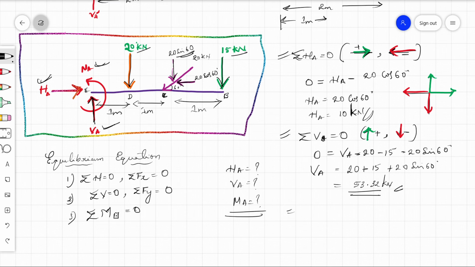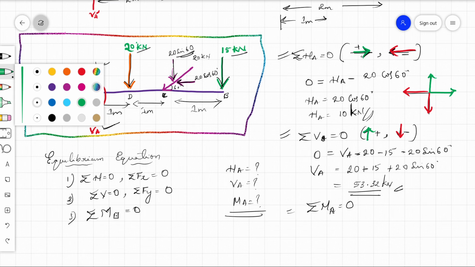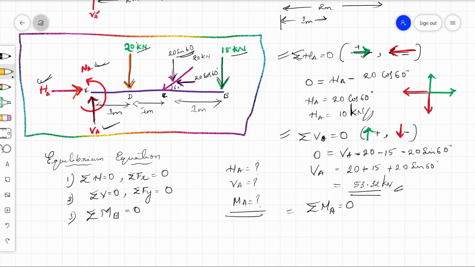And the last step is summation of moment about A is equal to 0. I am taking A as my moment center. Now let me change the color to yellow. Okay, this is my moment center. I hope you can see the moment center. This is the moment center.